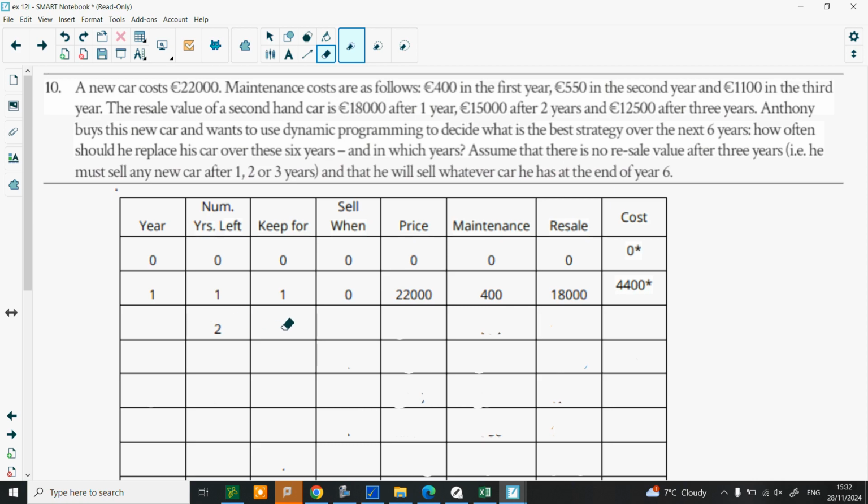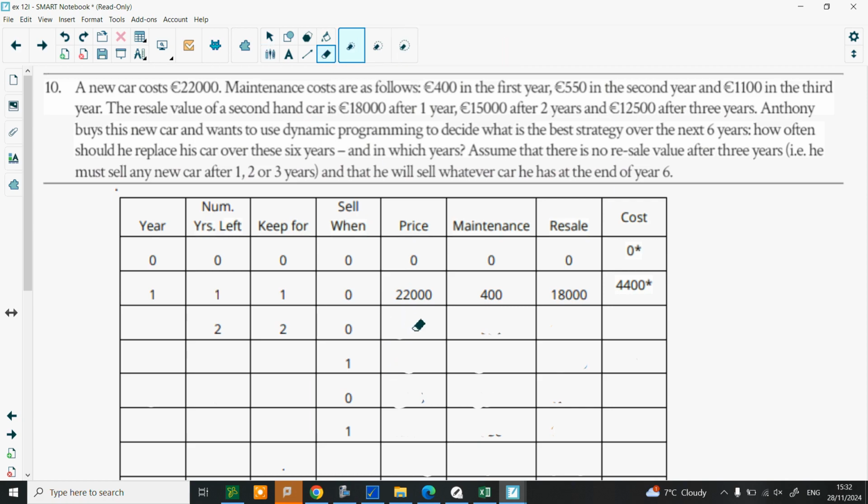Number of years left, 2. You're going to keep it for 2 years. You're going to sell it. It's sell when 0. Like is it always that? No, just once. I'm still trying to figure out what the sell when is. Well, oh. In 6 years' time, because it's working at the very end. Sell when 0 means sell at the end of 6 years. Well done. That's very good.